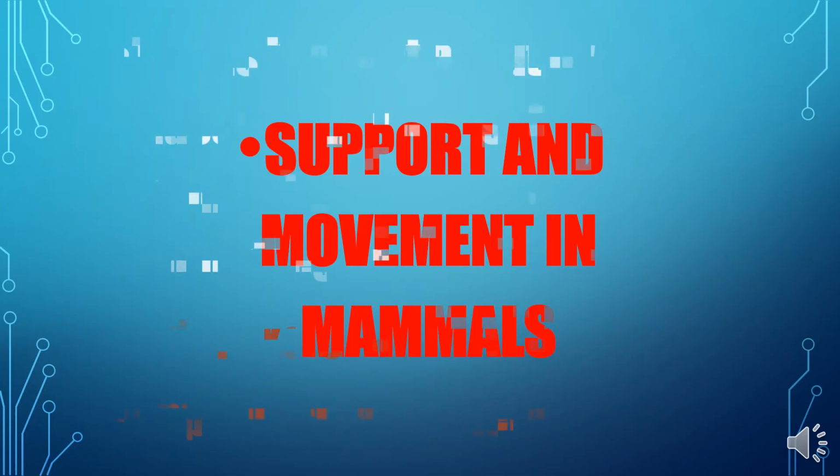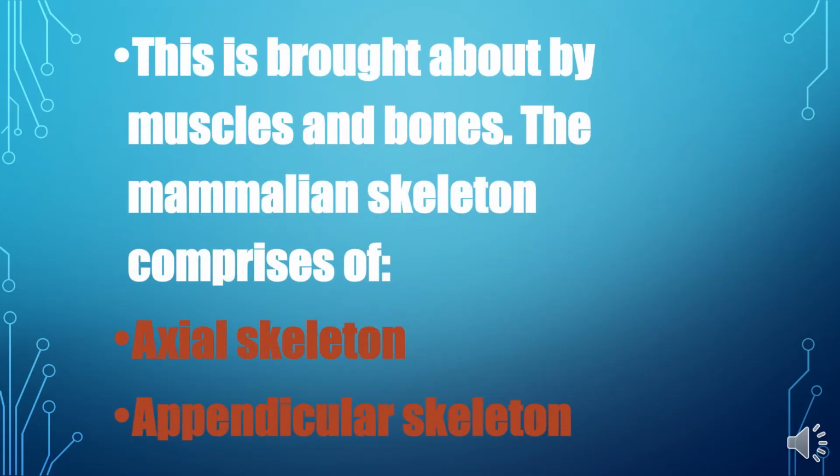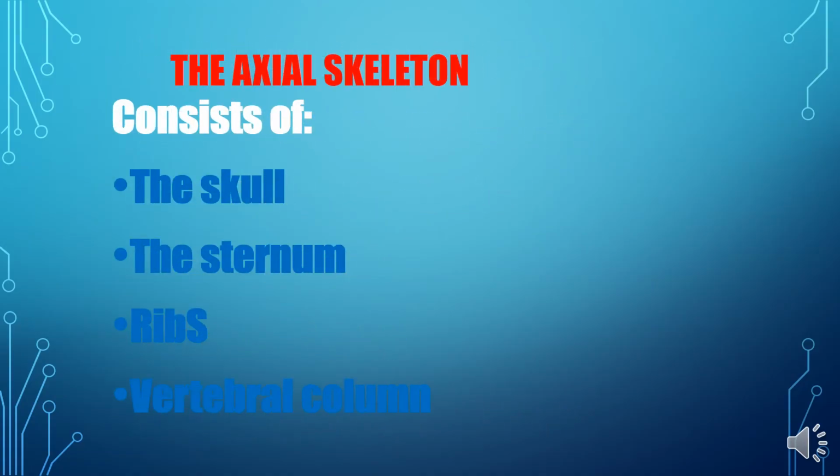Support and movement in mammals. This is brought about by muscles and bones. The mammalian skeleton comprises the axial skeleton and appendicular skeleton. Axial skeleton consists of the skull, the sternum, ribs, and vertebral column.